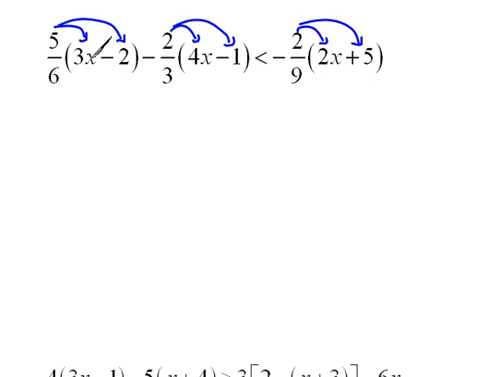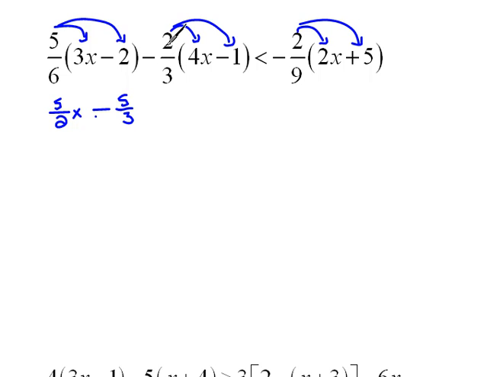5/6 times 3x. Let's see, 3 will go into 6 2 times, so that's going to be 5 halves x. And then 2 will go into 6 3 times, so that's going to be plus 5 thirds. I'm sorry, minus 5 thirds. I saw that as being a minus sign, but that's the fraction bar, so that should be a minus.